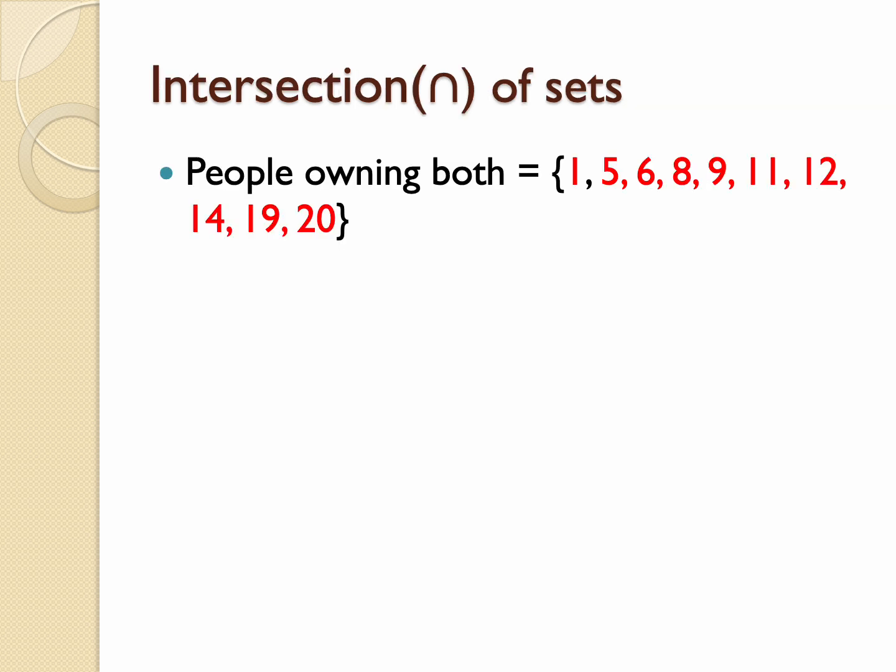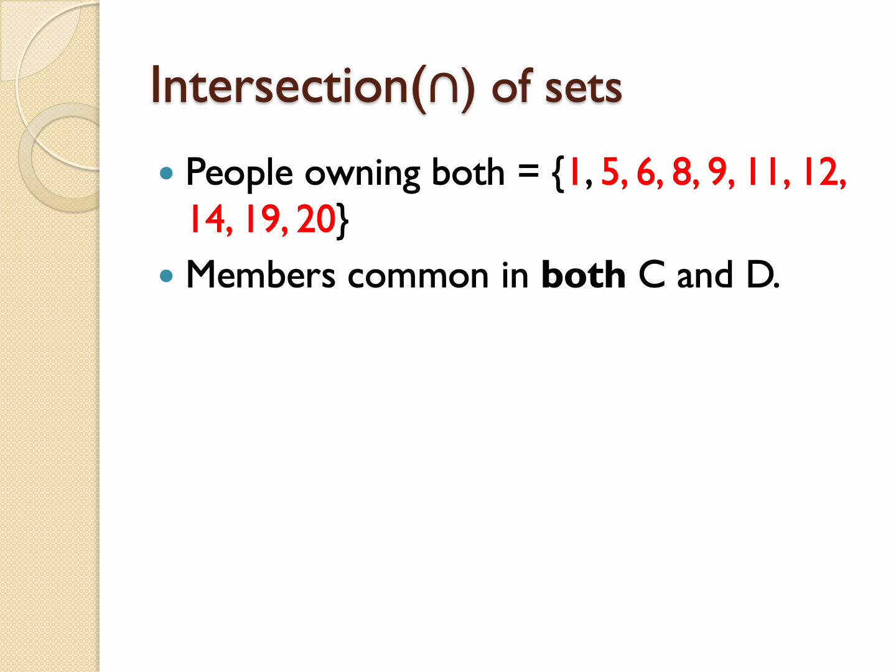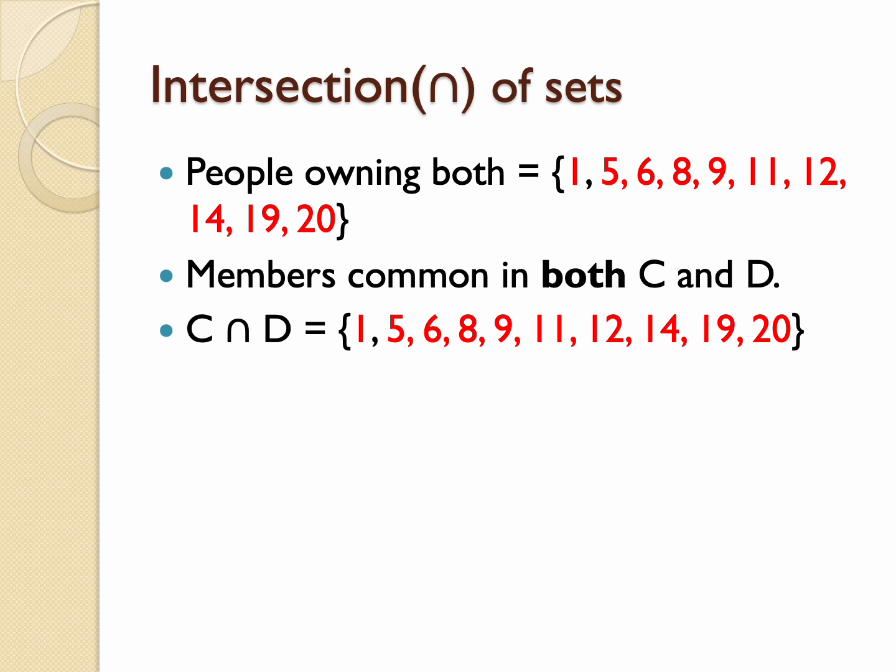So here I repeat the set of people that belong to both sets C and D. I can say they are members of both the sets C and D. Or in other words, they belong to the intersection of sets C and D. This can be mathematically represented as C intersection D, where the upside down U represents intersection or commonality. This is a set with all the common members from both the sets.